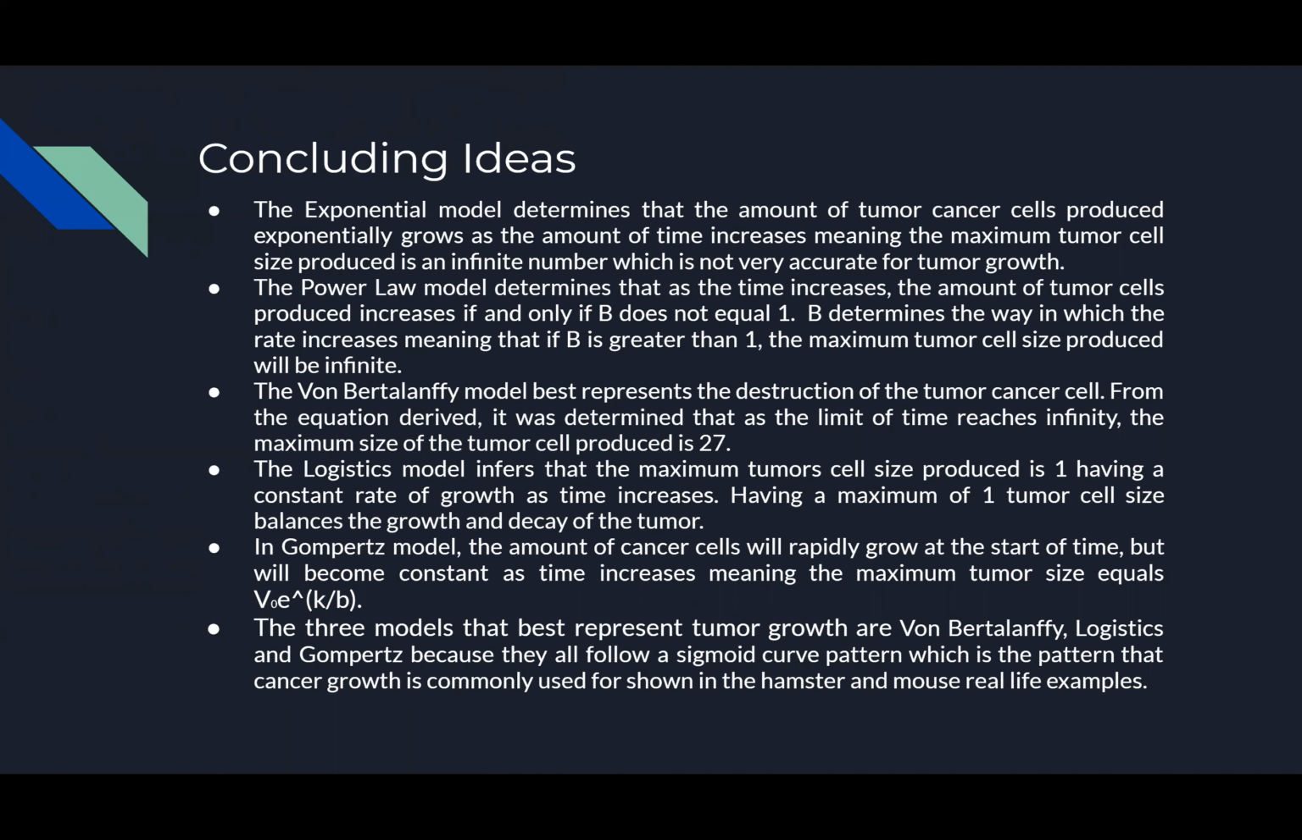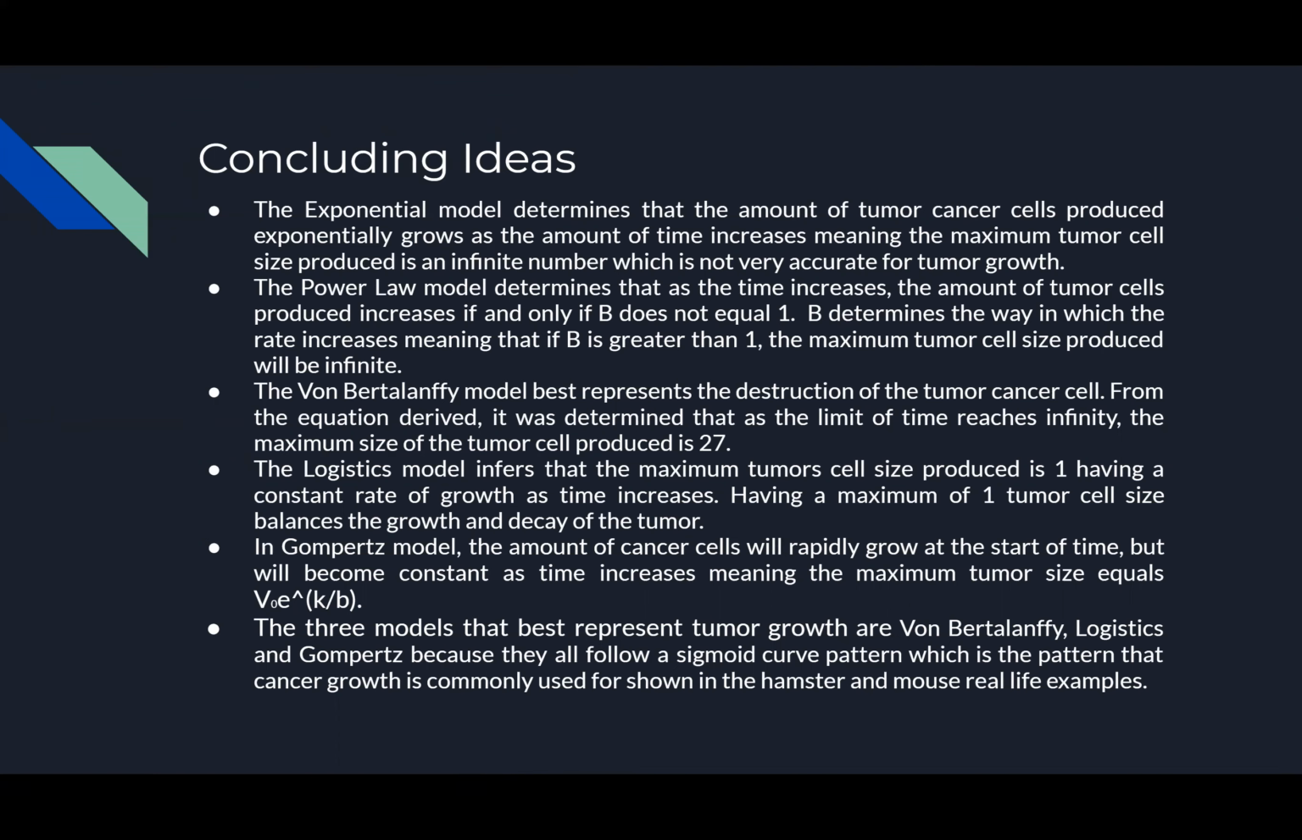After looking over the topic of cancer growth, it was concluded that each of the 5 models had different results. For instance, the exponential model determined that the amount of tumors cancer cells produce exponentially grows as the amount of time increases, which means that the maximum tumor cell size produced is an infinite number, which is really not accurate for tumor growth.